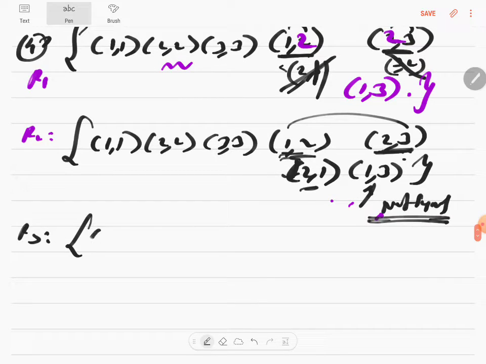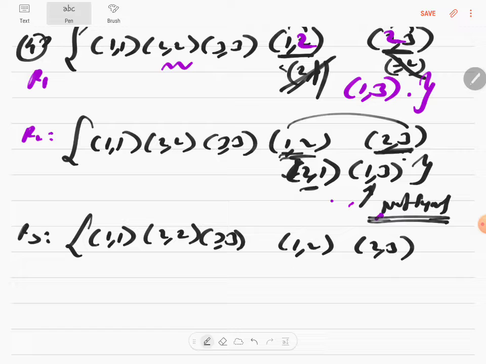Let's go to the next one. Relation 3: you have (1,1), (2,2) and (3,3). A (1,2) is compulsory, a (2,3) is compulsory. Let's now write a (3,2) and a (1,3). Let's not write a (2,1). So (1,2) is not symmetric, therefore it justifies. Like that when we write.